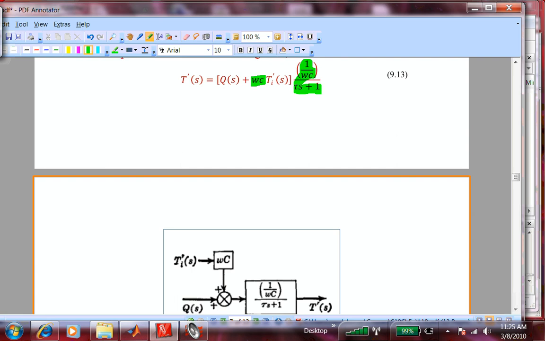So what is happening is you have Ti that gets multiplied by Wc. Same thing as we use the color code. So this is the green part, Wc times Ti. Okay, and that I am adding Qs. So this is an addition, and that addition corresponds to that signal. On both sides of that addition, I have two signals. One is Q, the other one is Wc times Ti.